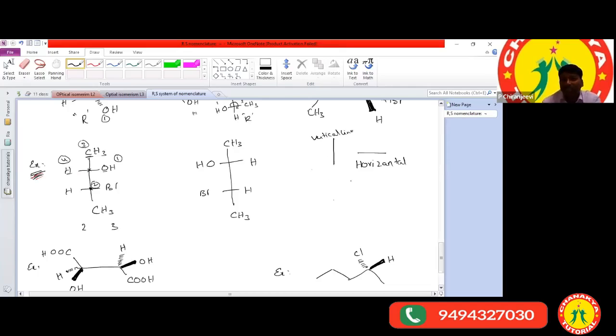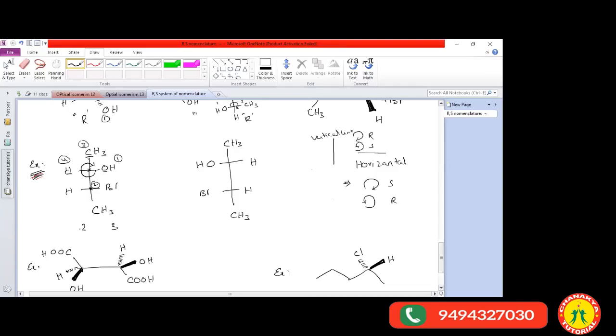Now horizontal. Horizontal means clockwise direction S isomer, anti-clockwise direction R isomer. Vertical: clockwise direction R isomer, anti-clockwise direction S isomer. There is a condition. Now the least priority group is present on the horizontal line, and the priority order we have to check. Priority we can write like this: 1, 2, 3. So 1, 2, 3 is going in a clockwise direction. If it is clockwise direction, you will get the S isomer. So we can write 2S.